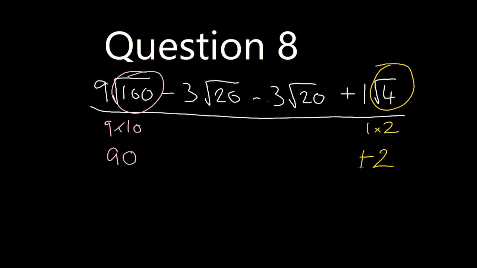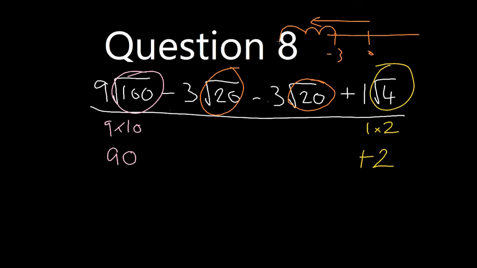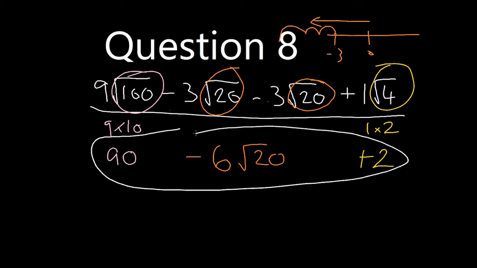Okay, so let's go through and do these middle ones now, because again they both have a root 20. So minus 3 on the number line. So here's 0, 1, 2, 3 down here, minus 3. And because we're going minus, we're going towards negative infinity. So it's 1, 2, 3 down here. So we end up more negative with a negative 6 root 20. Okay, so all of these numbers would be our answer.